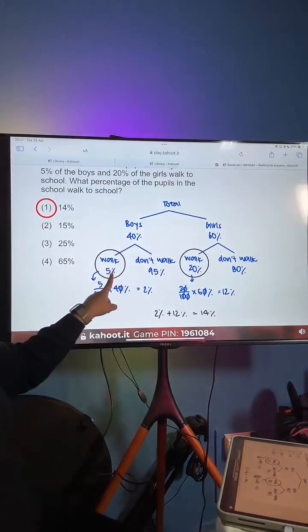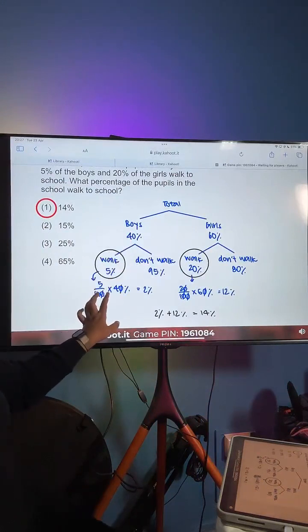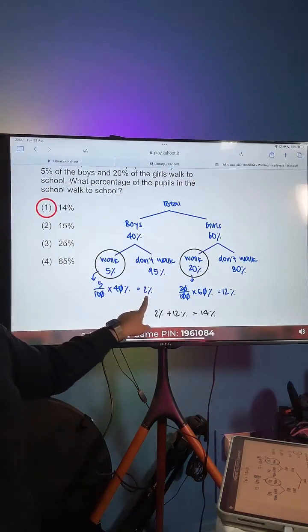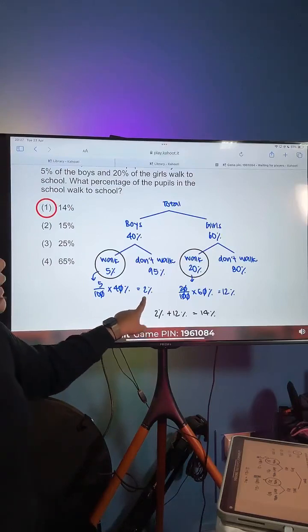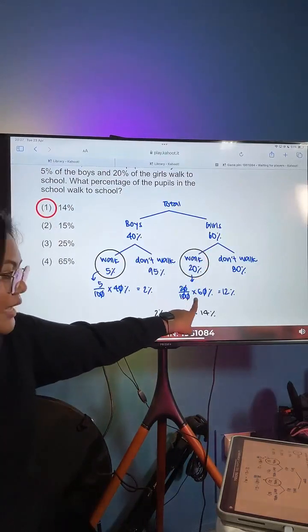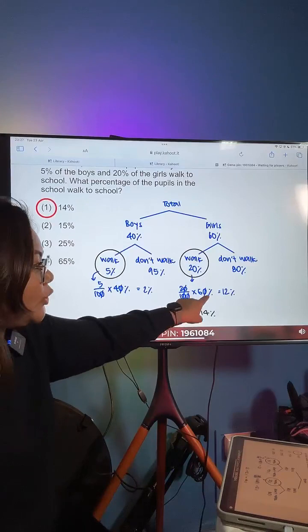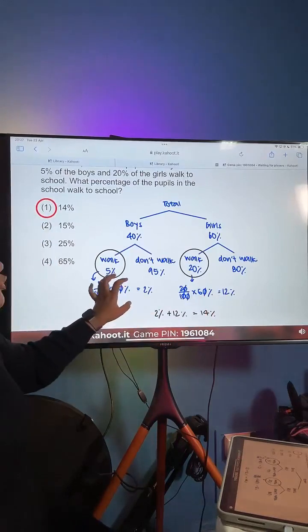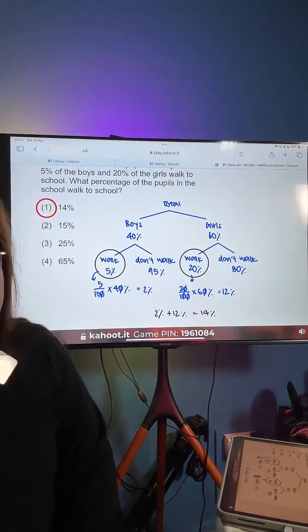Now, those who walk is 5%. So 5% of the boys. 5% of 40% is 2%. 5 over 100 times 40%, you will get 2%. 20% of the girls. So 20% of means times. The girls is 60%. So 20 over 100 times 60%, you will get 12. So those who walk 2% here, 12% there, we will get 14% in total. Okay?